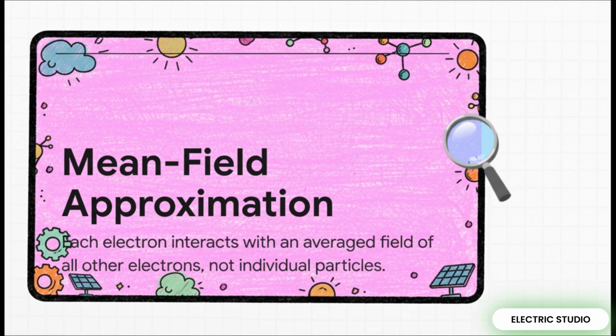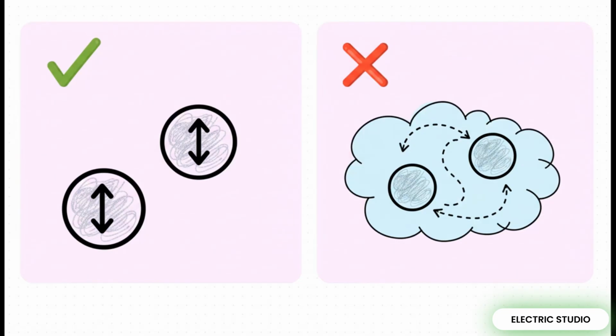Instead of trying to track the push and pull between every single electron and every other electron, which is just madness, it simplifies things. It says, let's imagine that each electron is just moving through this kind of averaged out, blurry cloud of all the others. The crowd analogy is perfect. You're not reacting to the guy 3 rows back. You're just reacting to the general vibe of the crowd around you. Same idea.